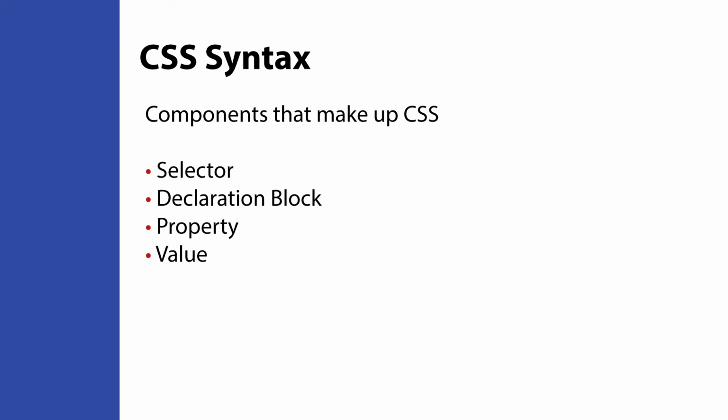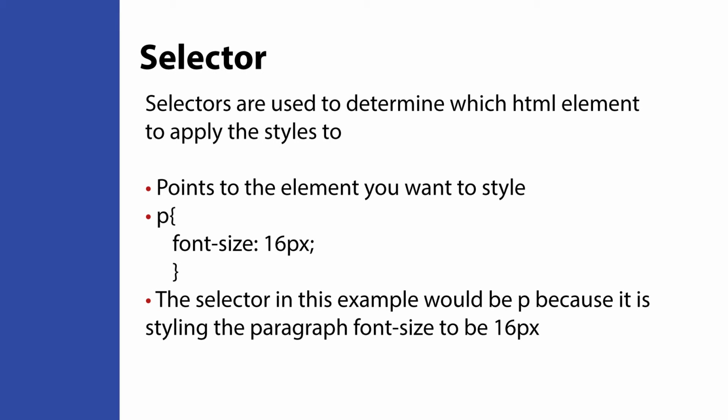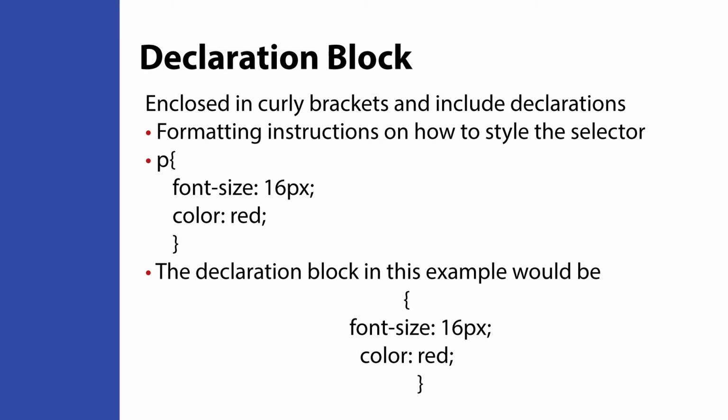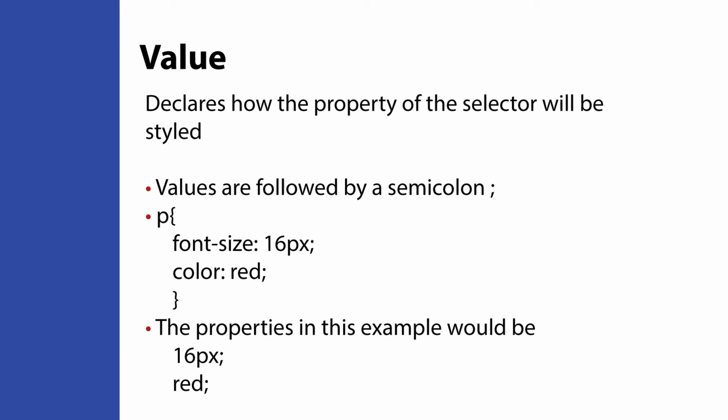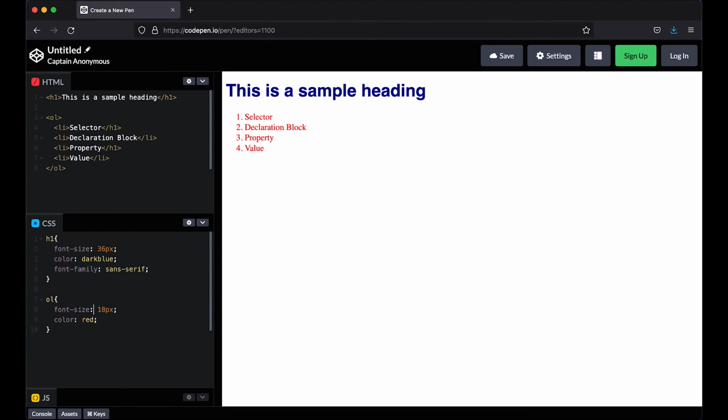Just for a quick recap, there are 4 different components that make up CSS. These components include the selector, and selectors are used to determine which HTML element to apply the styles to. We have our declaration block, which is the opening squiggly bracket, the closing squiggly bracket, and everything in between. We have our properties, which declare what aspect of the selector you're styling, in this case, font size and color. And we also have value, which declares how the property of the selector will be styled. In this example, values being 18 pixels and red.